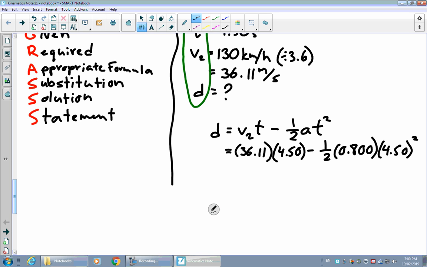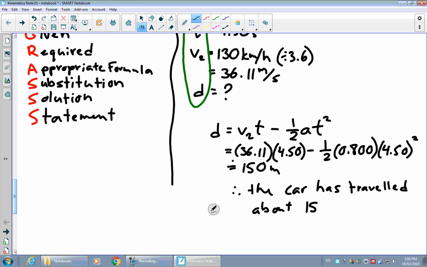At this stage, though, it's just calculator work, so when we plug all that in and churn it all out, we get approximately 150 meters. Now that we have done all this work, we've done our substitution and we've solved, so we create a final therefore statement that says, therefore, the car has traveled about 150 meters. And I just said about because we did round it off.